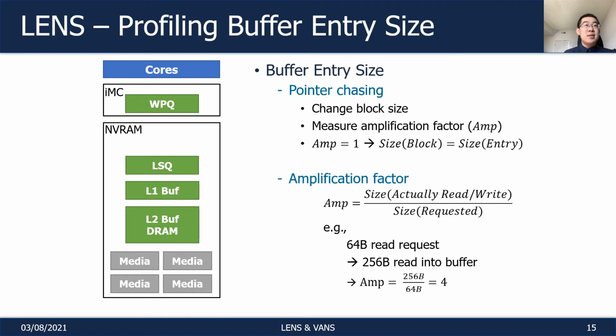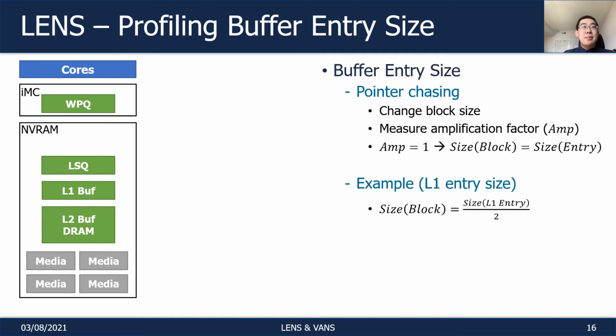Now we know the buffer sizes, but some buffers may not use the 64-byte entry size. To detect the buffer entry sizes, we still use the pointer tracing test, but in a different way. This time, we change the pointer tracing block size and measure the amplification factor in each buffer. Once the amplification factor drops to 1, that block size is considered as buffer entry size. The amplification factor is calculated as the ratio of the size of actually read-written data to the size of requested data. For example, if a 64-byte request reads 256 bytes into the buffer, then the amplification factor is 4.